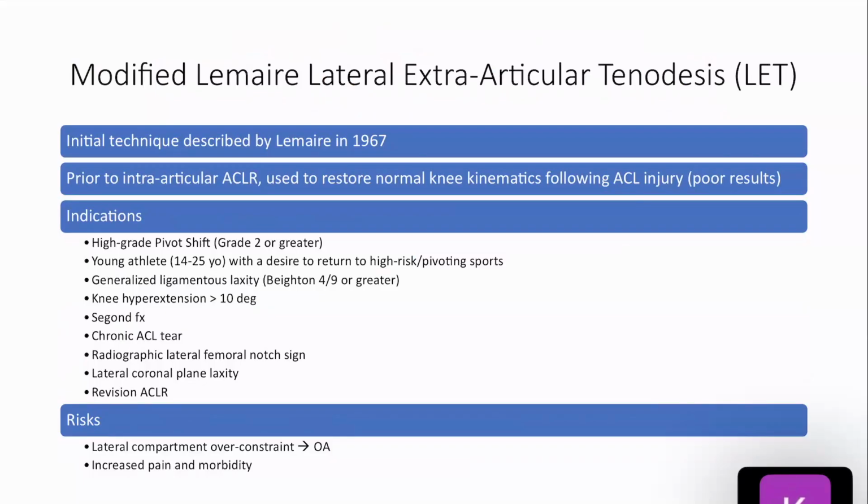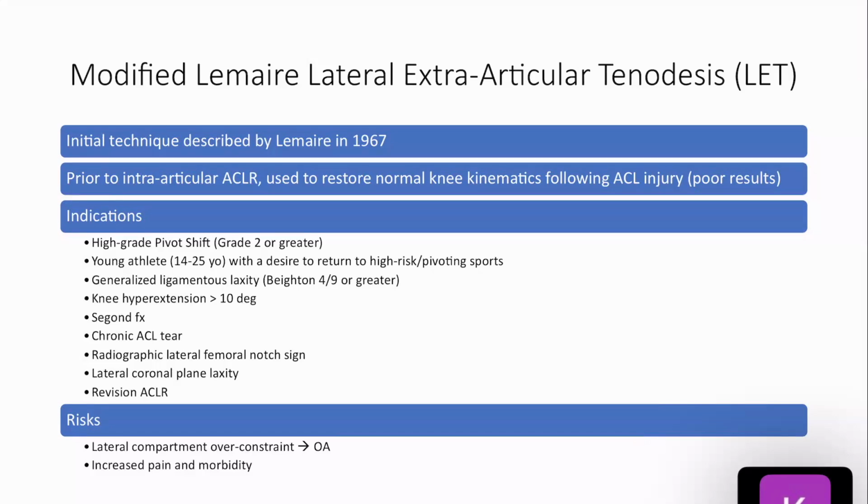Prior to the development of intra-articular ACL reconstruction, it was used as an attempt again to restore normal knee kinematics. But again, that did not work out so well, so they kind of scratched that. They went to ACL repair, that didn't work. Reconstruction, that worked really well. And then LET kind of came back when they realized that maybe we can add it to the ACL reconstruction and it could improve our outcomes. And that's what the data is showing so far.